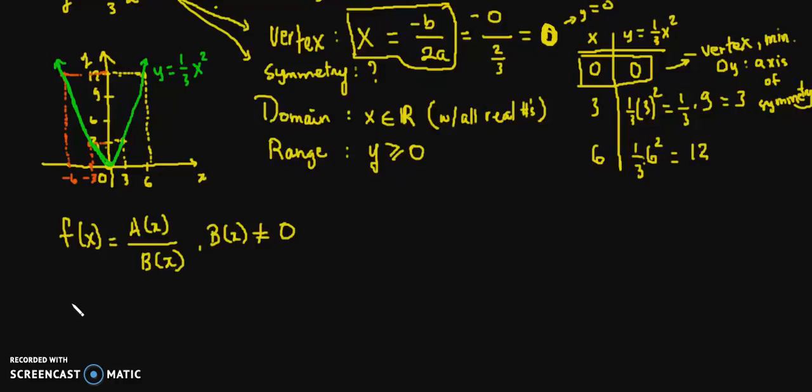Another case is if I have a radical function. So for example, f of x equal to the square root of a of x. Okay, so under the square root here is a function of x in terms of x. So for the domain of this, the requirement is that the function a of x has to be greater than or equal to 0.